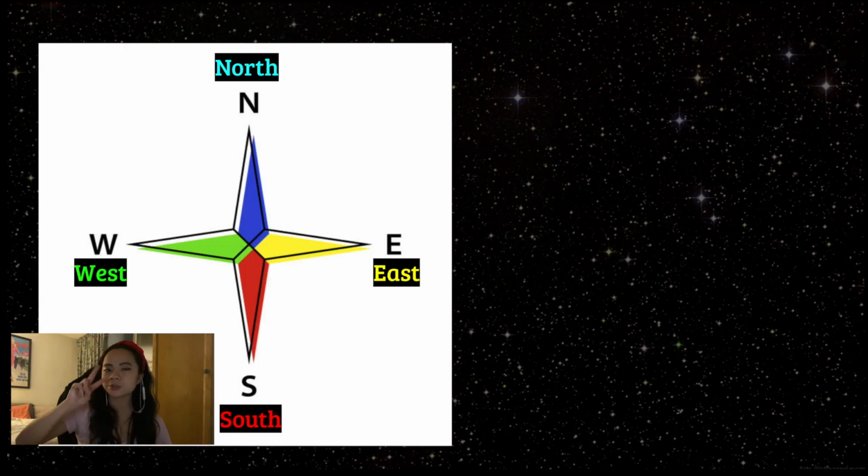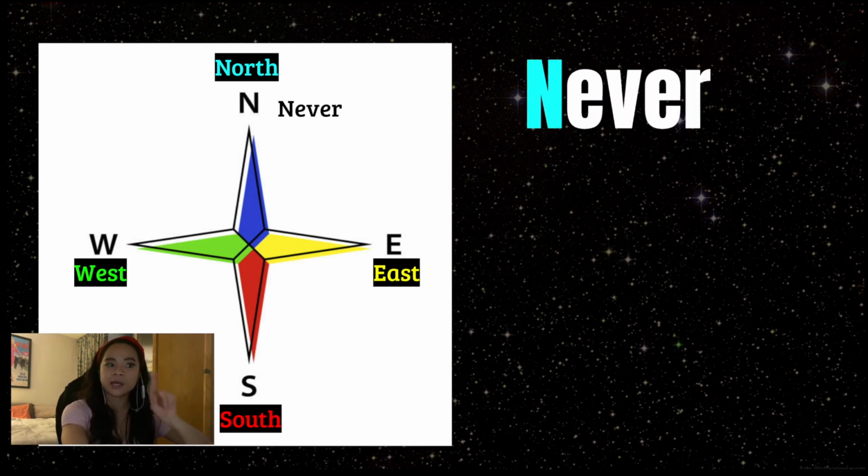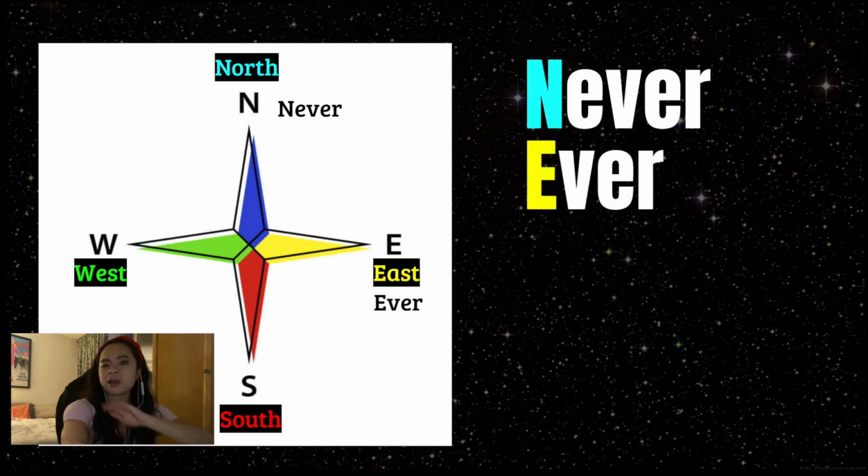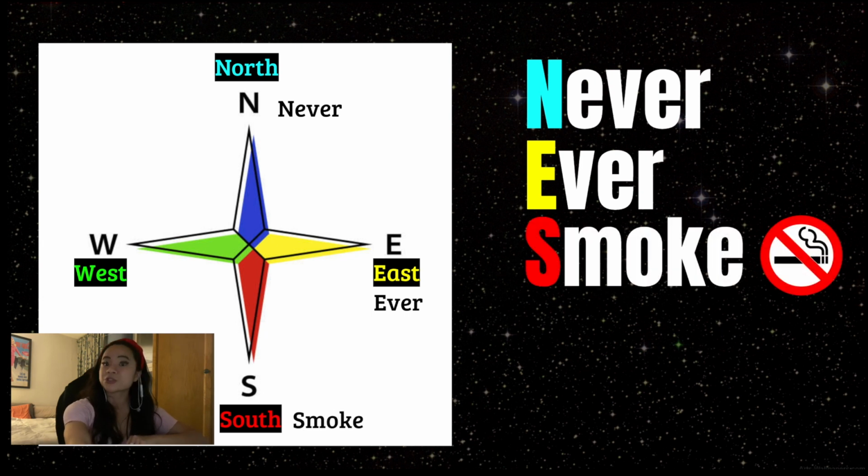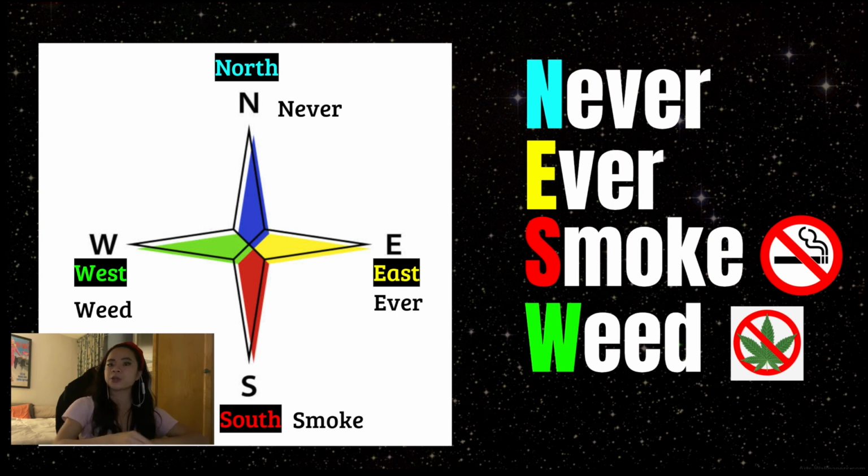I taught 2 ways that we could try to remember north, south, east, and west. In 2B, I taught them how to say the following sentence. Never, N, north, ever, E, east, smoke, S, south, weed, W, west. Never, ever smoke weed. This helps you remember north, south, east, and west, and it teaches you a life lesson.